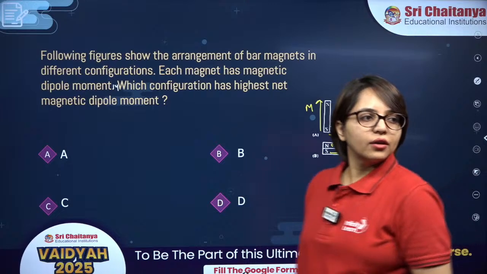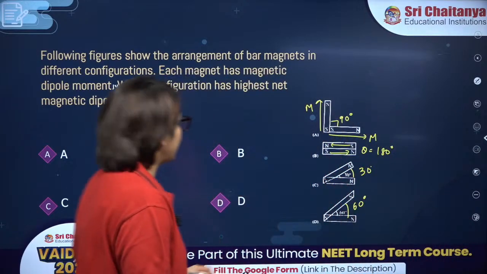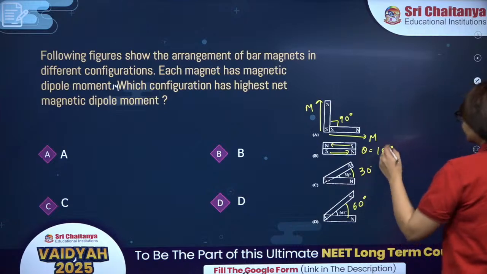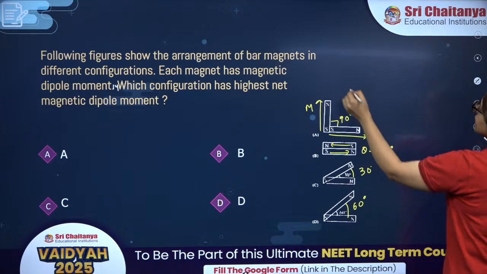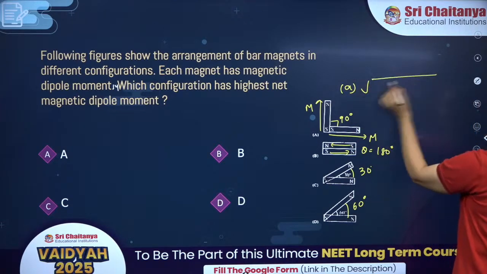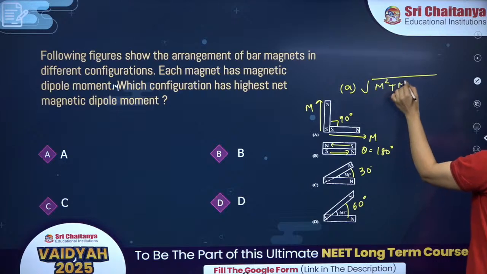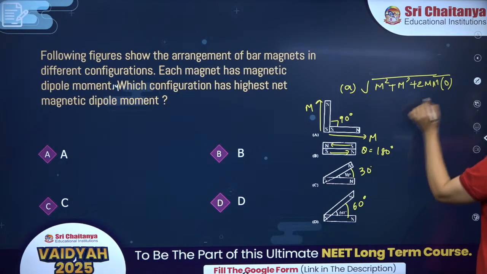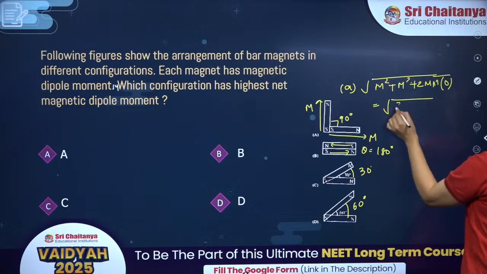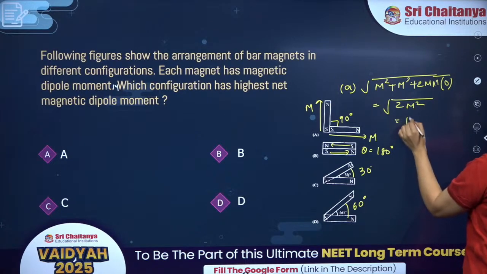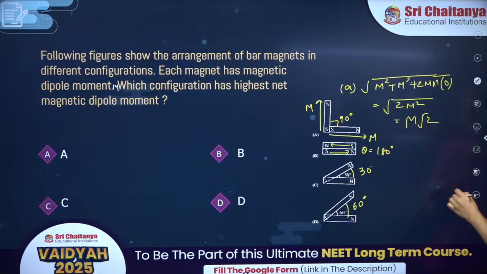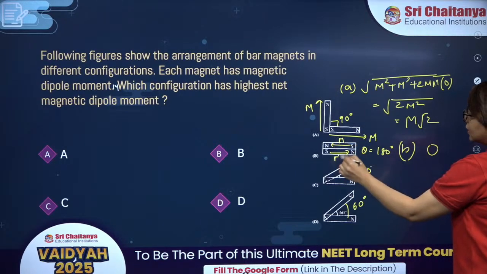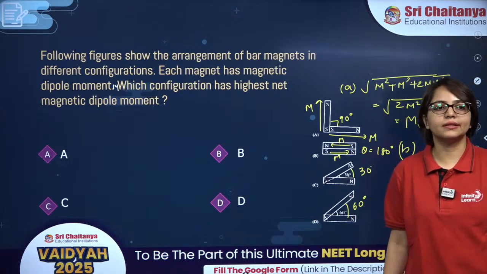Okay, chaliye. Option B, well done. So for this, the summation will be under root of m1 square plus m2 square plus 2 m1 m2 cos 90 degree, which is 0, so it is under root of 2m square, which is m root 2. For B, it is straight away 0 because both are equal and opposite.